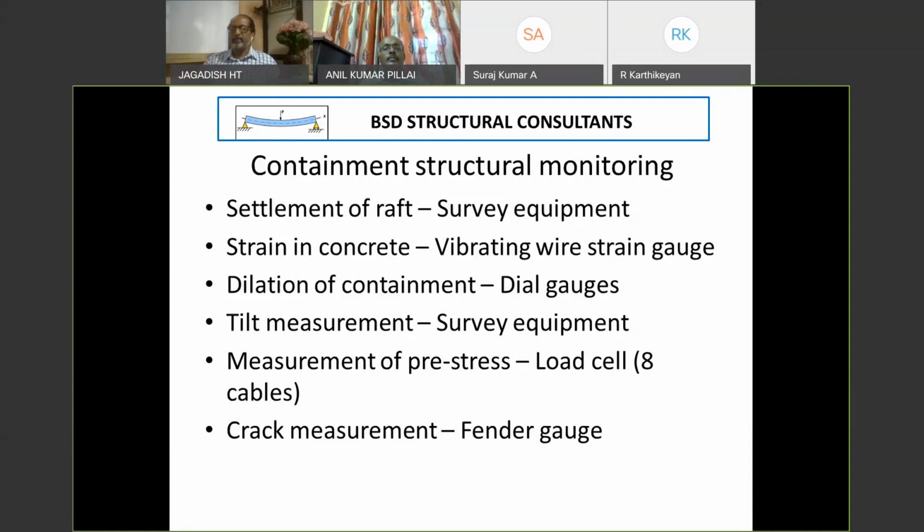So when we are casting the concrete wall of the containment or the dome of the containment, we leave these vibrating wire strain gauges in the containment wall during concreting. We install them there. Wire is brought out through the formwork, make a small hole in the formwork and bring it out, leave it there. And these strain gauges are installed, embedded in concrete.